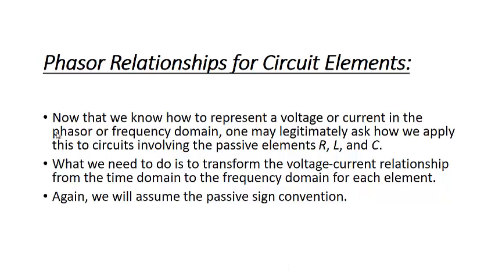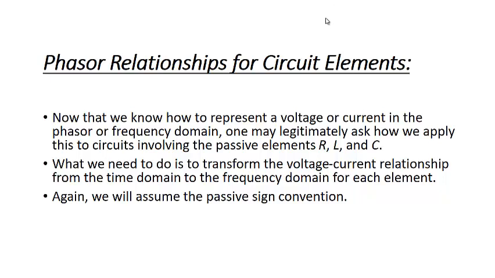So we know how to represent the voltage and current in the phasor or frequency domain; that has already been discussed in the previous class. So we have to apply the same thing to the passive elements like R, L and C. What we need to do is to transform the voltage current relationship from the time domain to frequency domain for each element, as we have done for the voltage or current. Again, we'll be using the same passive sign convention. They are very important, and I have already discussed the different passive sign conventions.